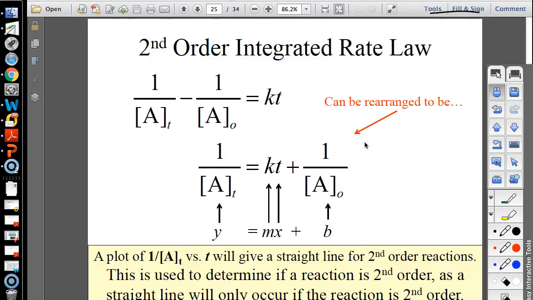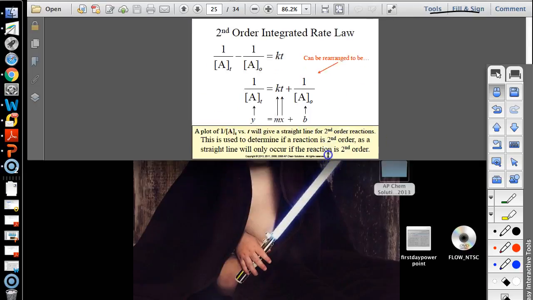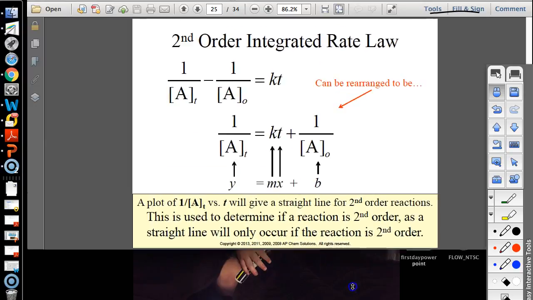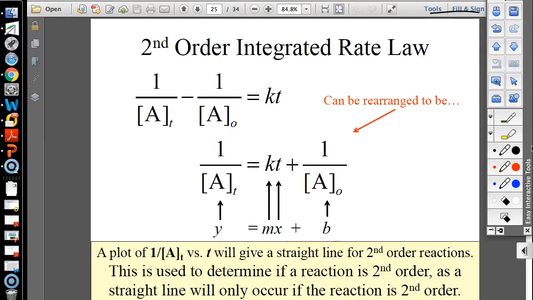So just like we had talked about how if we rearrange the formula, this is the Y-intercept. I've never done these kinds of things with my pen before.